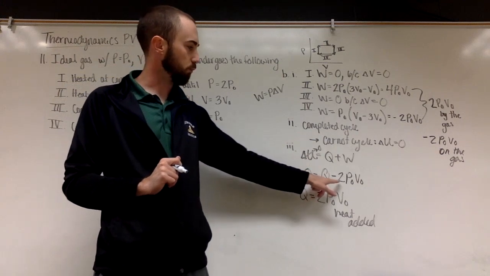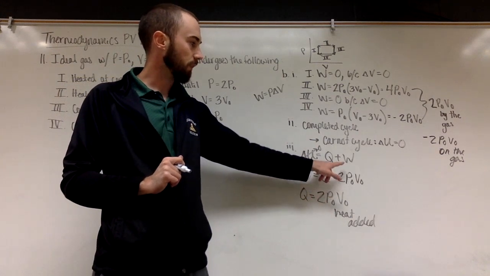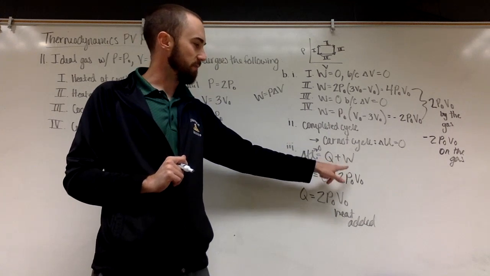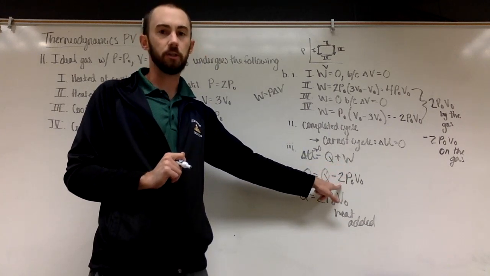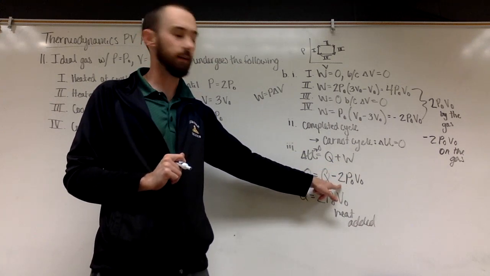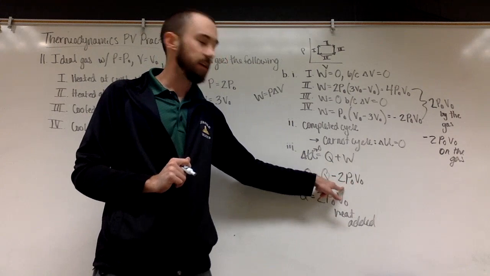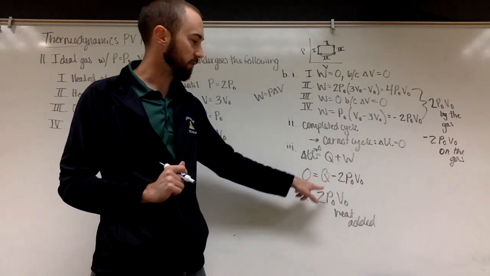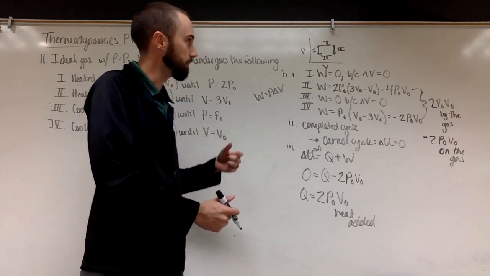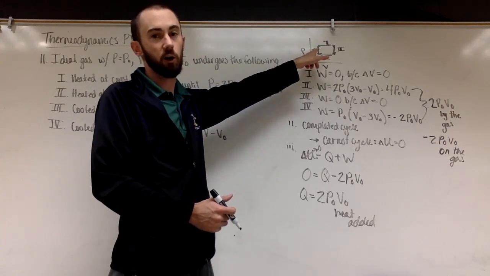Since delta U equals 0, that means Q just has to be the opposite of whatever W is. Since this is work done by the system, we have negative work. We're losing energy. The system is doing more work than is being done on it. Therefore, Q is positive. If we end up at the same temperature, that means we have to be adding heat every time that we go through. So we're getting work out of the system.